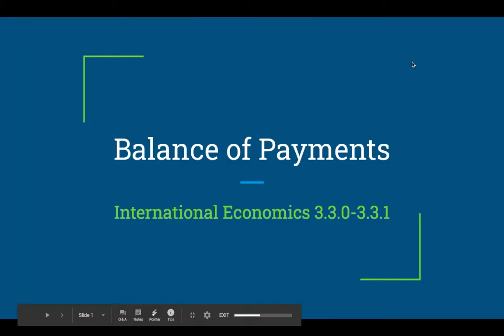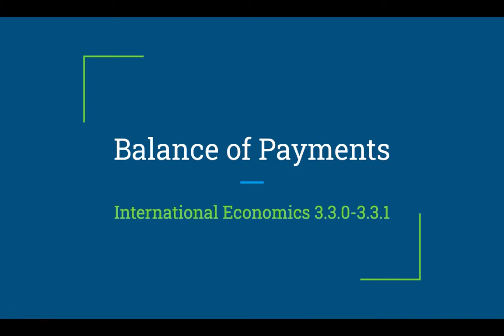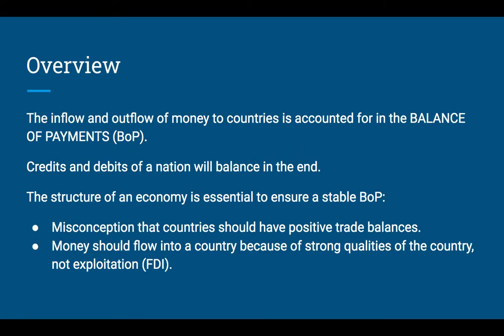So balance of payment is part of international economics, and it has a bit to do with exchange rates amongst other things. But essentially, it's the inflow and outflow of money to countries, and that's it. So it's BOP, balance of payments, credits and debits of a nation will balance in the end. That's the idea. So the structure of an economy is essential to ensure a stable balance of payment.